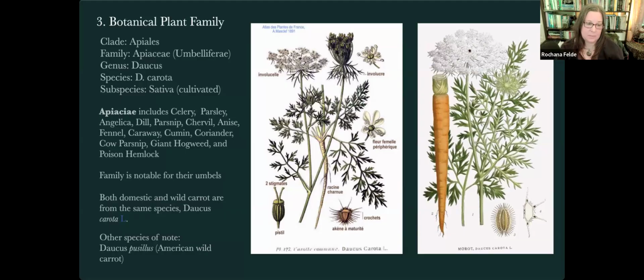Also, there's another species of note. The Queen Anne's lace is not native to North America. It probably originated in the Middle East. It's domesticated in a lot of places around the world and Europe. But in North America, there is something called Daucus pusillus, the American wild carrot, and it's very much the same as Queen Anne's lace, except it's much, much smaller. And it hybridizes very easily with the Queen Anne's lace. So it's pretty hard to tell apart unless you're an expert.